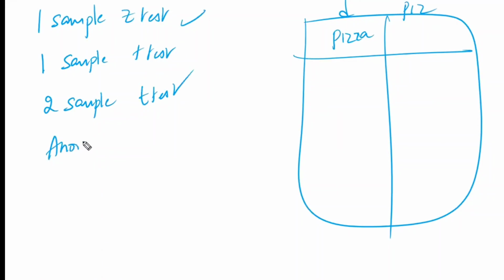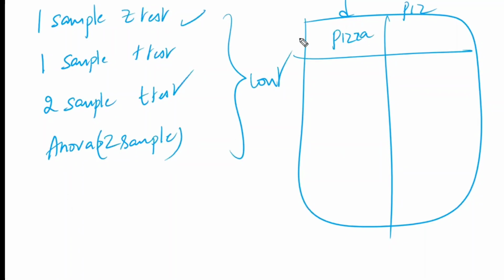Next, the ANOVA test. ANOVA test means more than two samples. If you have more than two samples, we are going to apply the ANOVA test. All of these are applied on continuous data. For discrete data also, we have tests. All the remaining tests we are going to see in tomorrow's class.